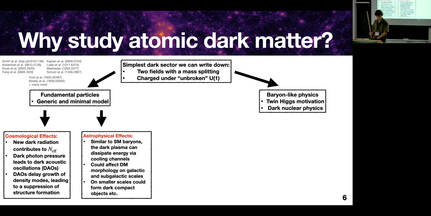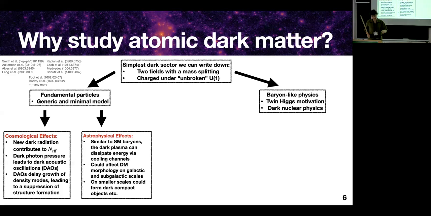On the other hand, we can consider this path, which we think of more along the lines of the twin Higgs model. I'm saying this is baryon-like physics where our dark proton is no longer a fundamental field, could be made of dark quarks, and then you start opening up a Pandora's box of dark neutrons, dark nuclear physics, etc.